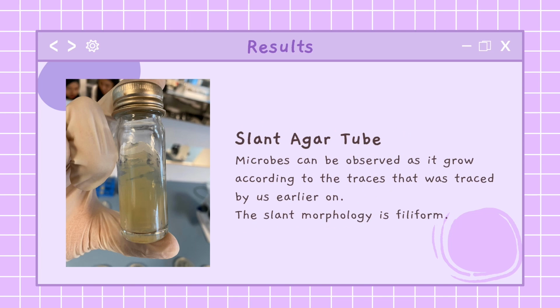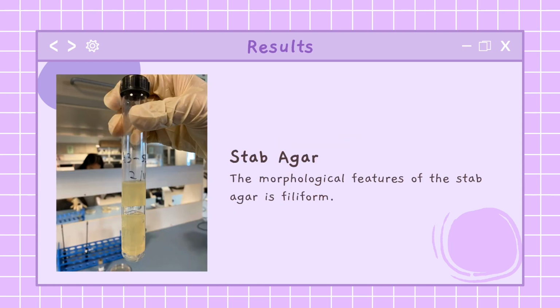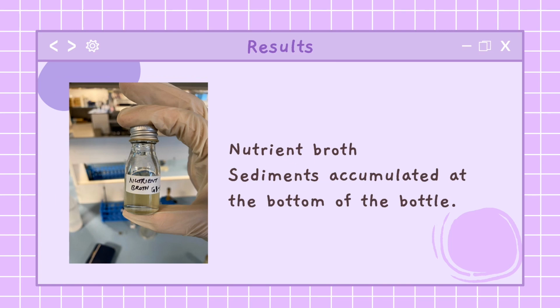For the slant agar tube, microbes can be observed growing according to the traces that were traced by us earlier on, and the slant morphology is filiform. For stab agar, the morphological feature of the stab agar is filiform too. And for the nutrient broth, the sediments were accumulated at the bottom of the bottle.